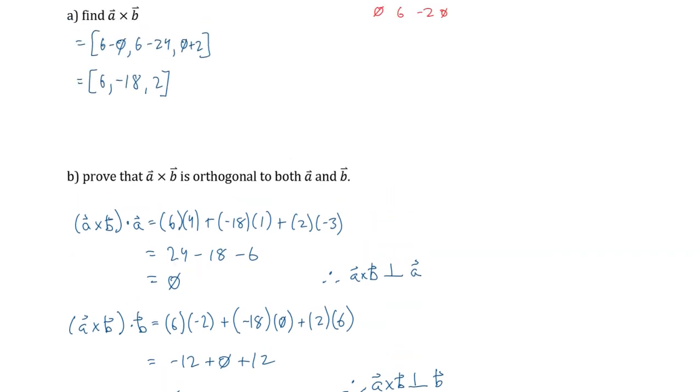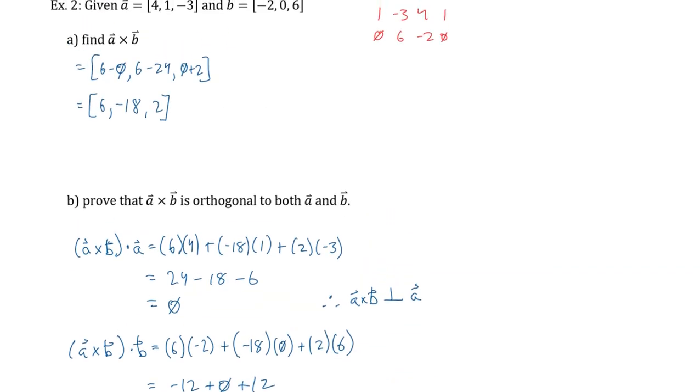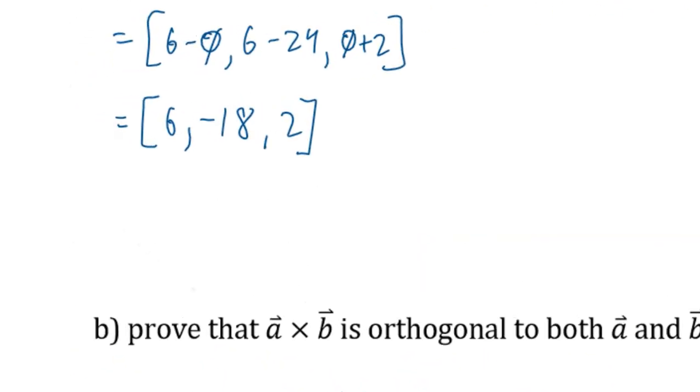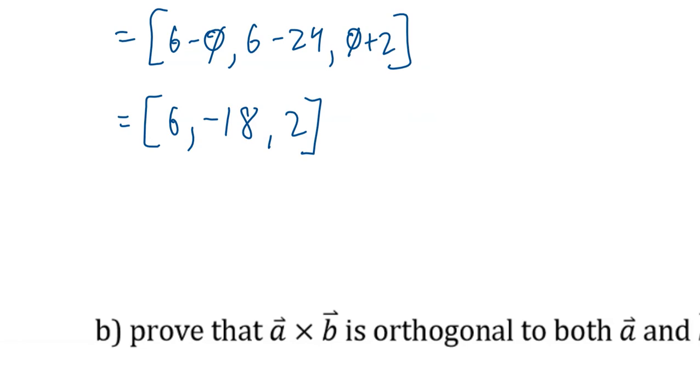Sometimes, I don't think we're going to do it in this lesson, but in the next unit, we don't care about the magnitude of the output vector. I just need a vector that's orthogonal to the two given vectors. So I could take this and turn it into 3, negative 9, 1, because that's a scalar multiple. I've scaled it down by 1/2. Does that make sense? So it's in the same direction as the original one.